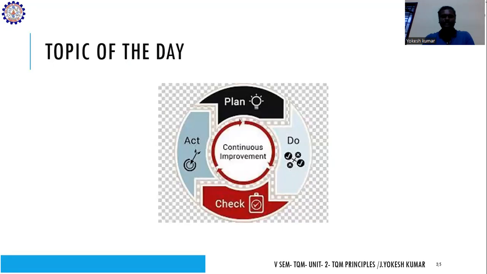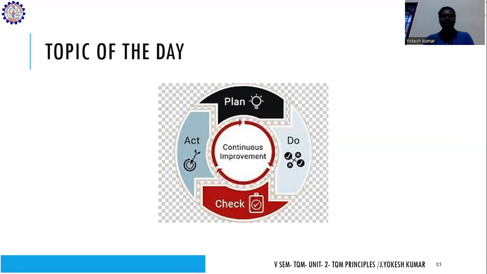For discussing continuous process improvement, we have a circle. That circle is called a Deming circle or a Deming cycle. This circle was invented by Edward Deming in the year 1915. Before the invention of this circle, one more circle, called the PDSA circle, was invented by Edward Deming. PDSA stands for Plan, Do, Study and Act.